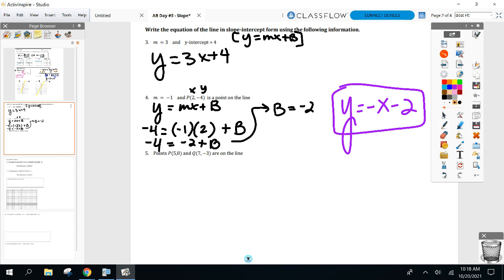Use the formula, use the equation y equals mx plus b to find b. All right? Every time. Any questions, comments, maybe some concerns, anything?